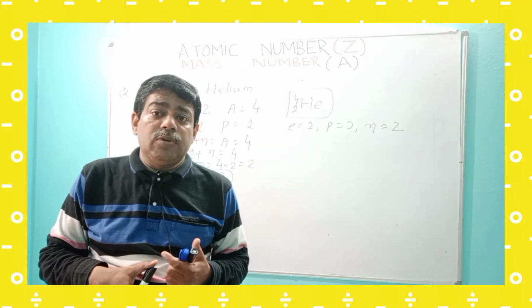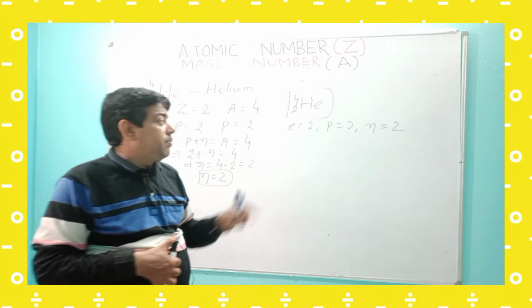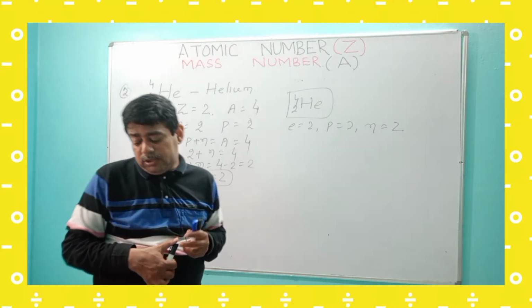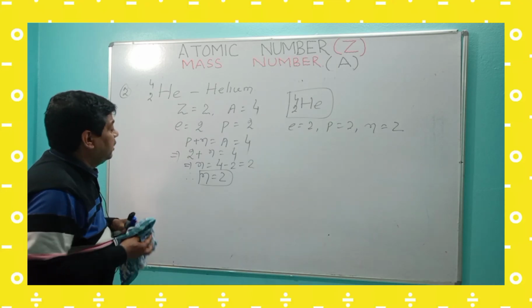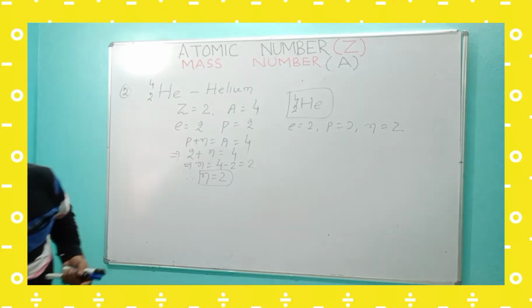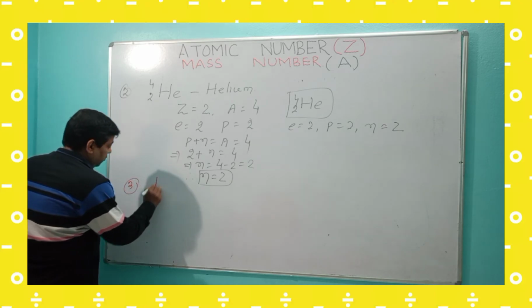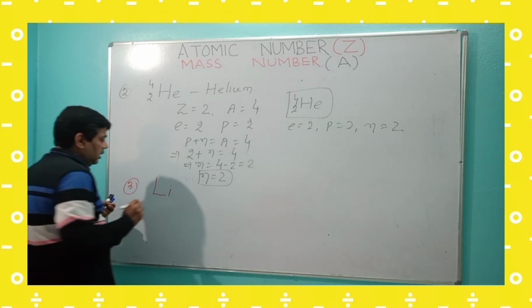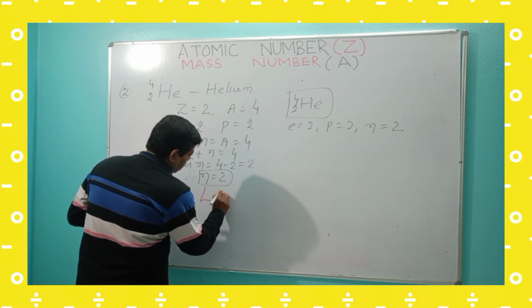If you want to improve your basic concept of chemistry, first you should know how to determine the number of electrons, protons and neutrons. Note this down. Is it clear? Next point, the third point, is lithium. What is the symbol of lithium? Li. Here is lithium.